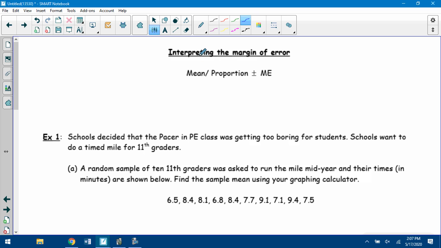Okay, so interpreting the margin of error. Whether I have a mean or whether I have a proportion, depending on what I'm studying, plus or minus the margin of error. When you see plus or minus the margin of error, again, think of that as 2 standard deviations. If I take that mean and add or subtract 2 standard deviations from it, the interval created gives you a range of plausible values.